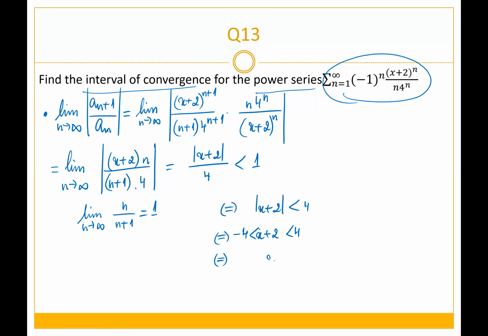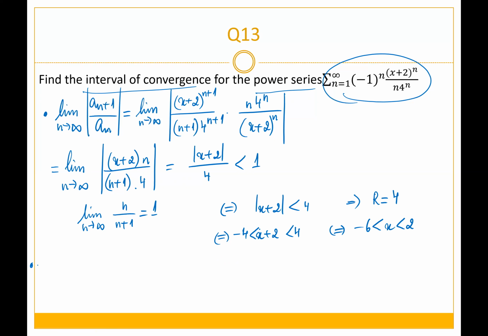So you have x is in between -6 and 2. So the radius of convergence is half the length of this interval, which is 4. And now you're going to figure out if you're going to take the two endpoints or not. I'll rewrite this over here.